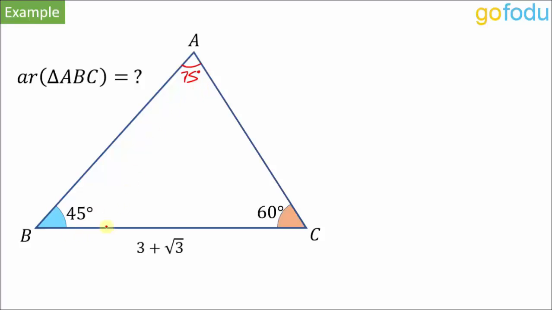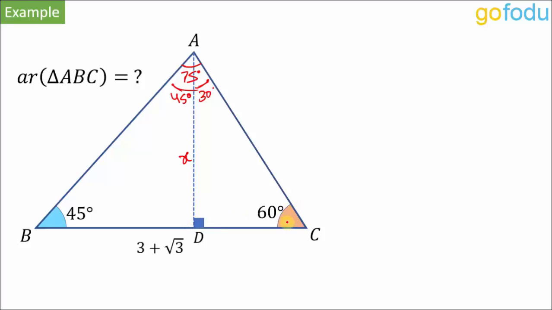We can do half base into height. If we can just calculate this height, we can do half base into height. This is 60, this is 90. So this angle will be 30 degrees and this angle here will be 45 degrees. Now we can use trigonometry to get the ratio of the sides, or we can use the ratio of sides in a 30, 60, 90 triangle that we have seen in the previous video.